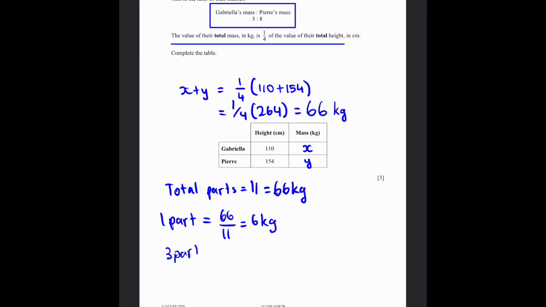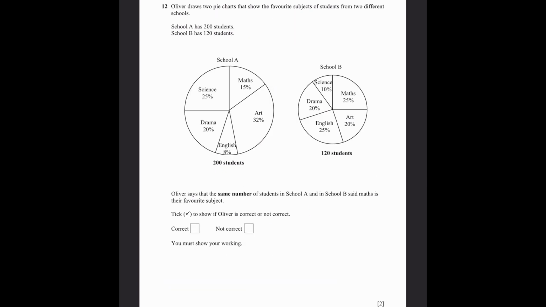3 parts, which is Gabriella's mass, or X, is equal to 6 multiplied by 3, which is 18 kg. Don't forget the units. 8 parts equals 6 multiplied by 8, which is equal to 48 kg. And there we have it. The mass of Gabriella is 18 kg and Pierre's is 48 kg. Remember, we don't need to write the units in the table because the mass is given in kg. Let's move on to question 12.